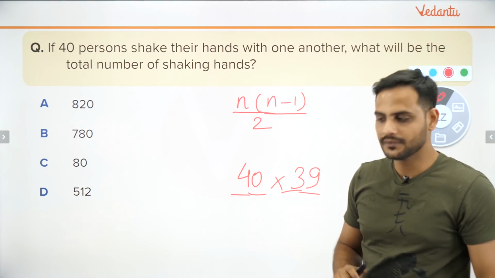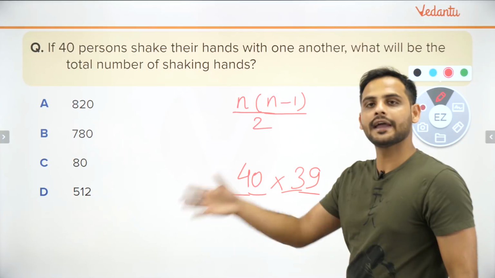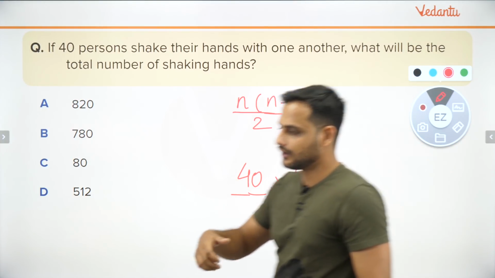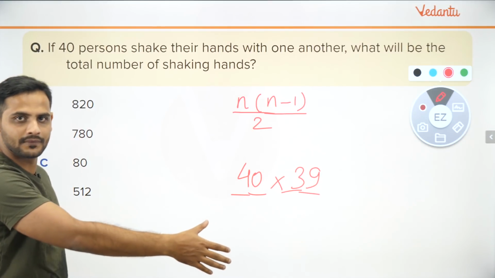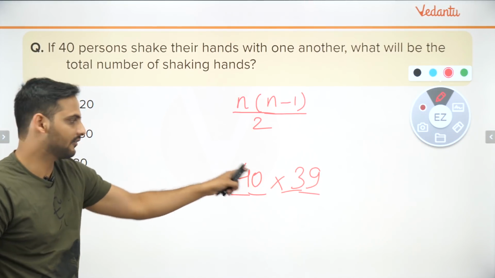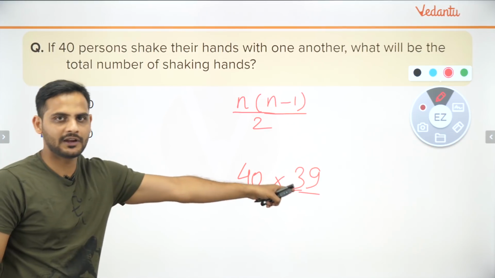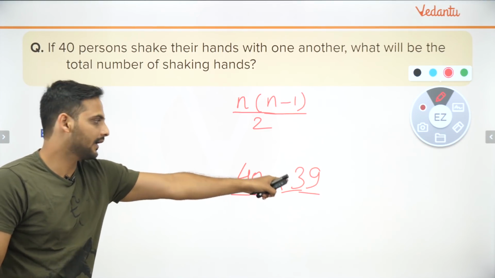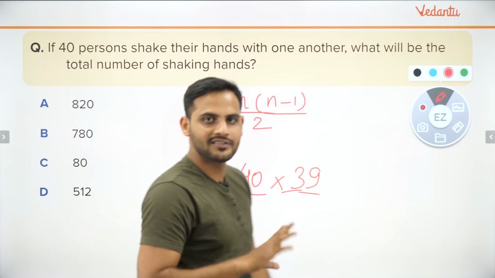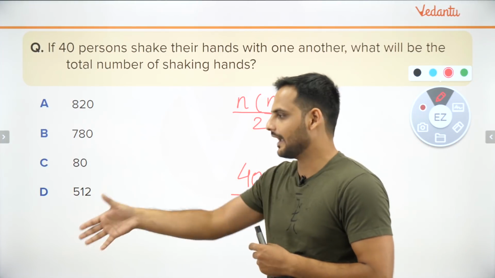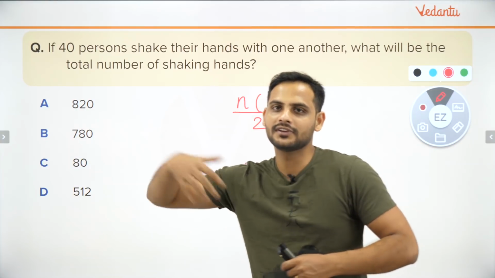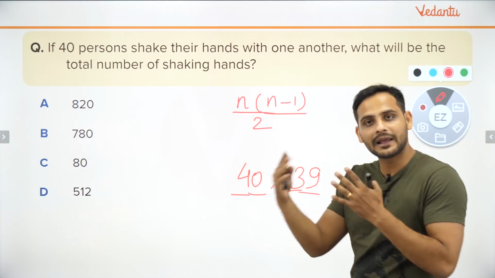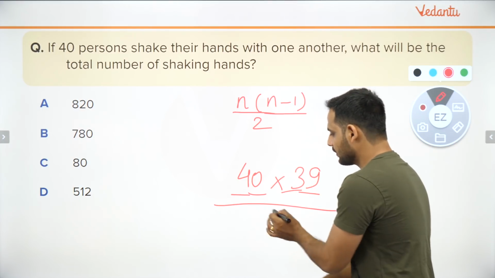Now why divide by 2? Suppose I am shaking hands with someone, let's say Donald Trump. Either I am shaking hands with Donald Trump, or Donald Trump is shaking hands with me. If the first person I choose is me and the second person is Donald Trump, or first Donald Trump and second me, the arrangements are different. But in reality, I am shaking hands with Trump and Trump is shaking hands with me, both are the same thing, right? So all the cases are counted double. That is why we are dividing by 2.